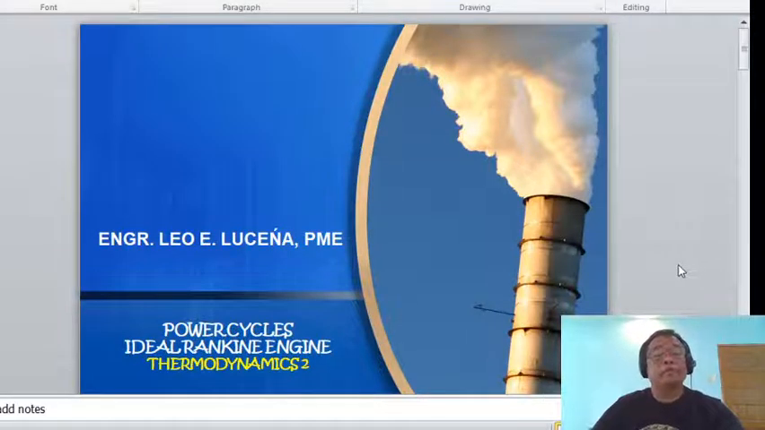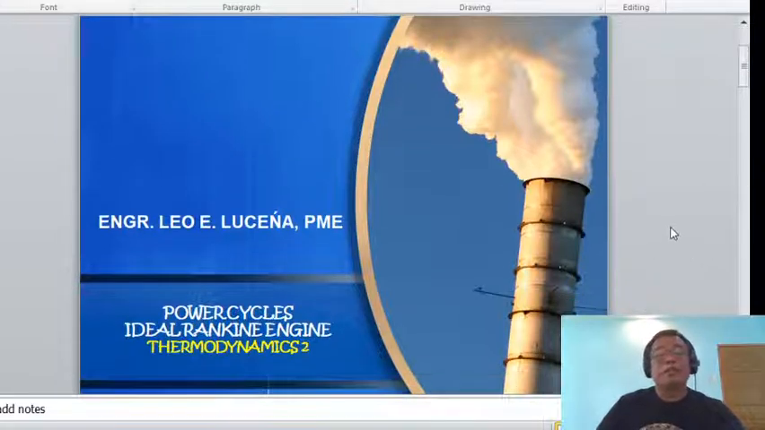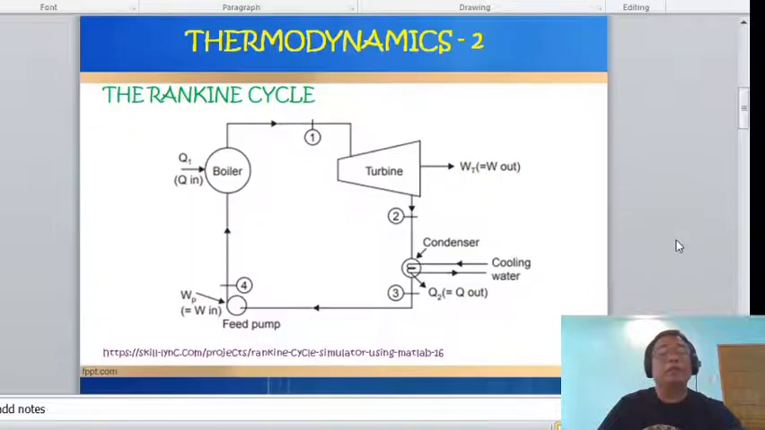Class, good morning. So again, we are now going to proceed to the next topic in power cycle. So this is the ideal Rankine engine. Take note class, this is not the Rankine cycle, but we are going to consider only the Rankine engine. Let us consider what is the difference between the two.